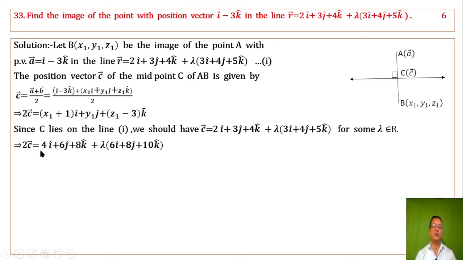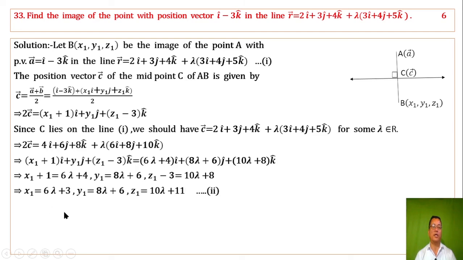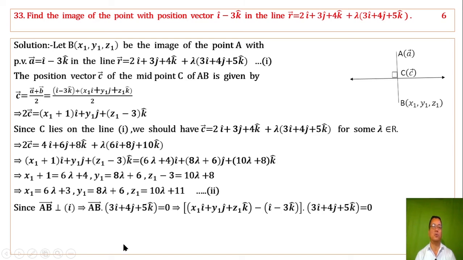Therefore, twice C equal to, multiplying on both sides by 2, we have this. These two are equal, therefore these two must be equal. Therefore, this equal to this expression. Equating coefficients of i cap, j cap, k cap on both sides, we have these three equations. Solving x1, y1, z1 in terms of lambda, we get this equation 2.